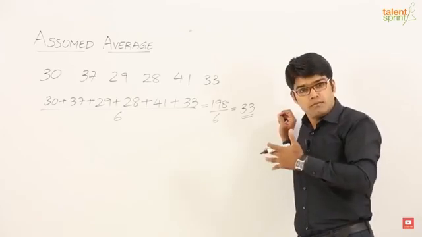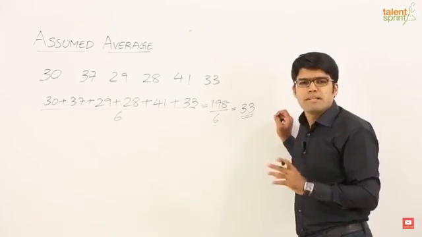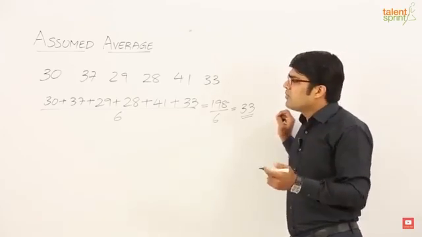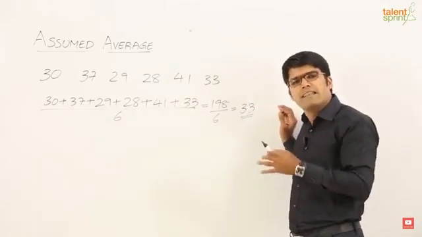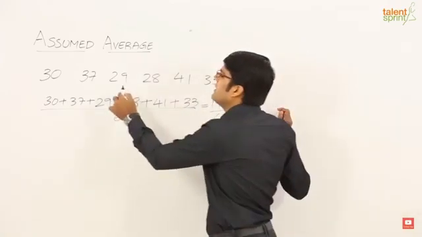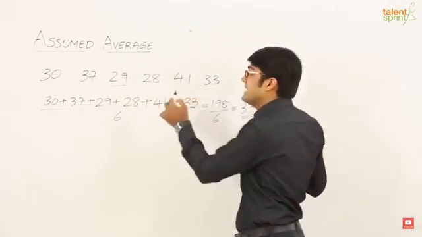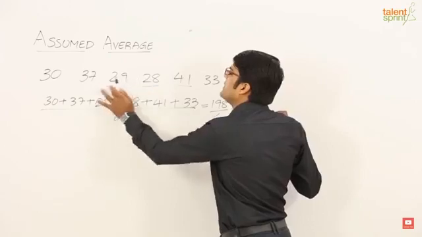Now you need not be very accurate here, just an appropriate number. An ideal way of doing that is to pick up the smallest and the largest numbers of the given values and then take the average of those two. For example, here we have 28 as the smallest value, and 41 is the largest.